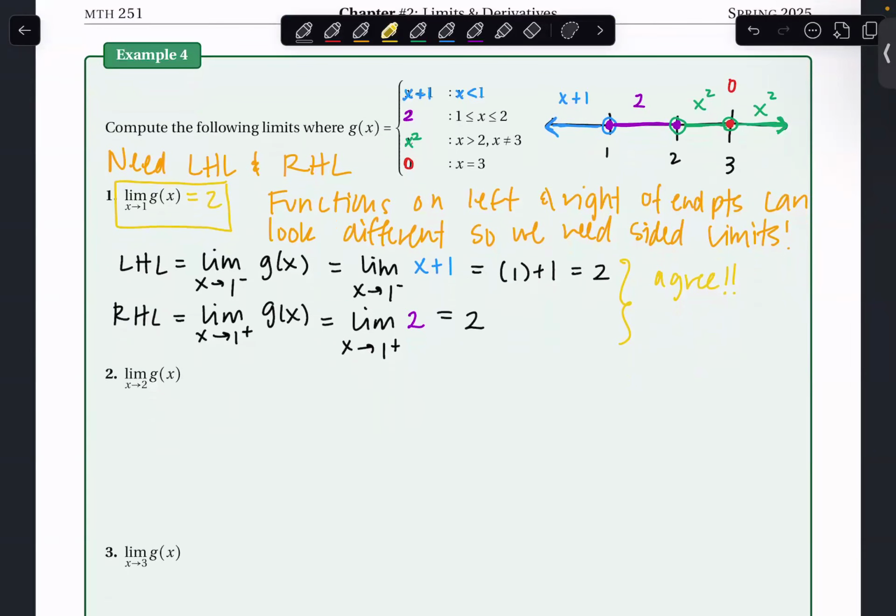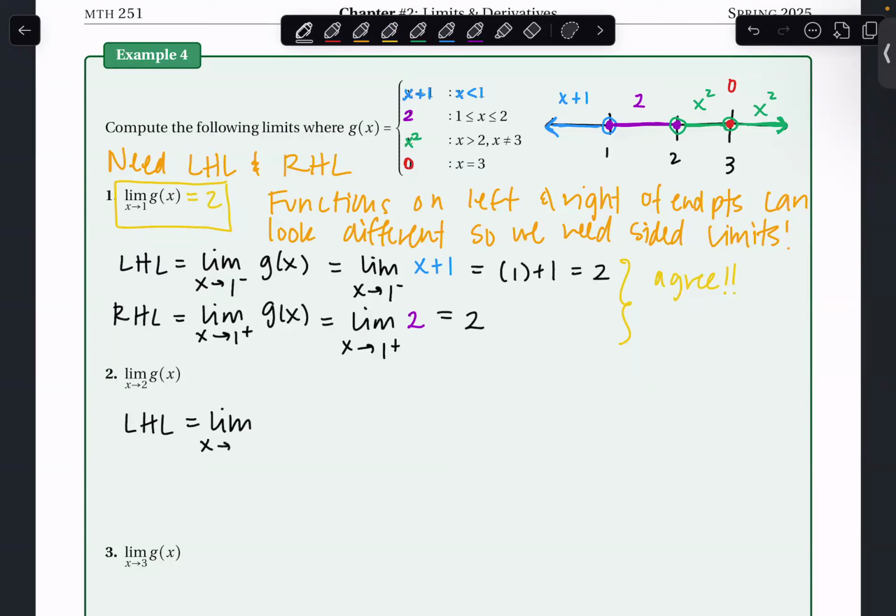Okay, so let's do the same thing with 2. So here I'm seeing for 2, I have a mixture of functions showing up. I can't just use one. Right, I see this as an endpoint. So I have to look at my left and my right-handed limits, decide what do they equal. If they agree, that's my answer. If they disagree, then it does not exist. So let's look at our left-handed limit.